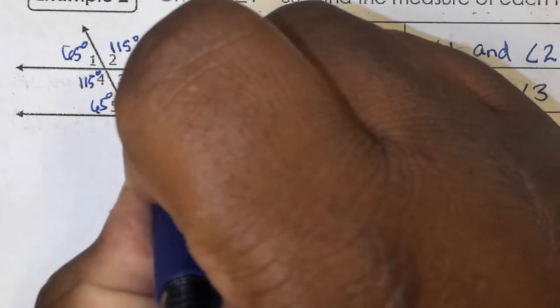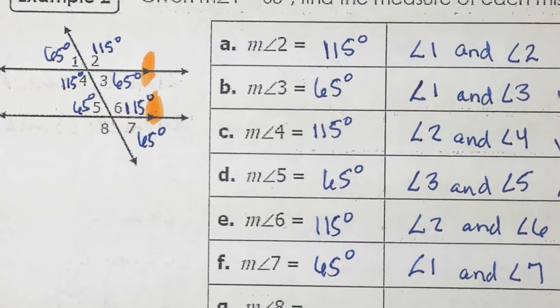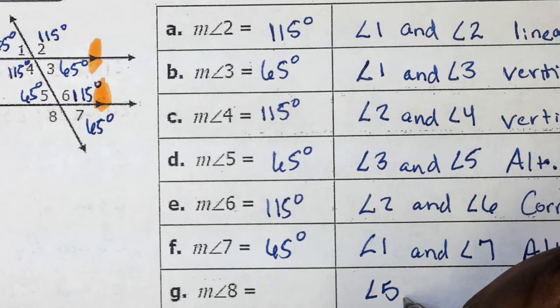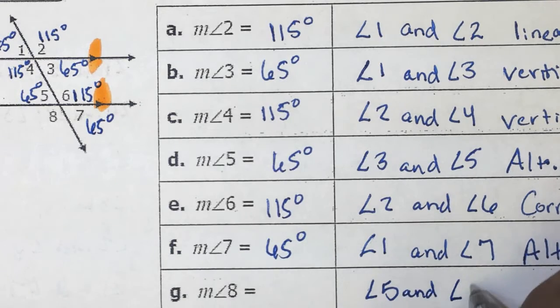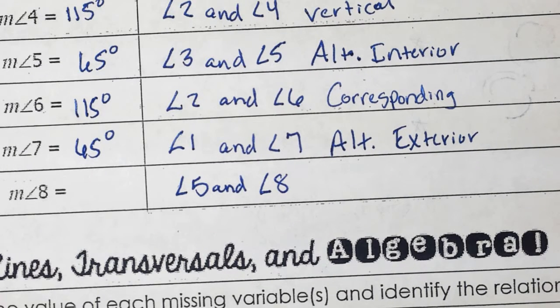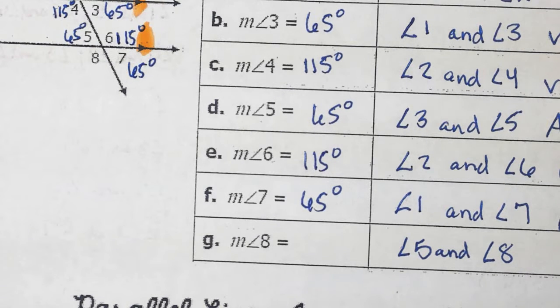So that's angle 7, last one, angle 8. I'm comparing that to angle 5. Who's a good person for this? So angle 8 I'm going to compare with angle 5. Faith, what's the relationship between angle 5 and angle 8? No. Good. Linear pair.